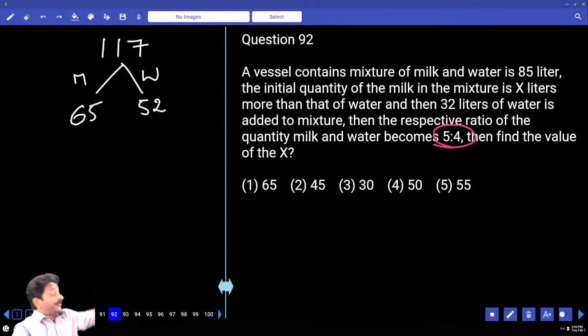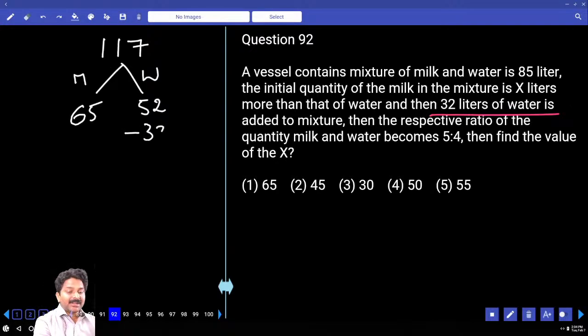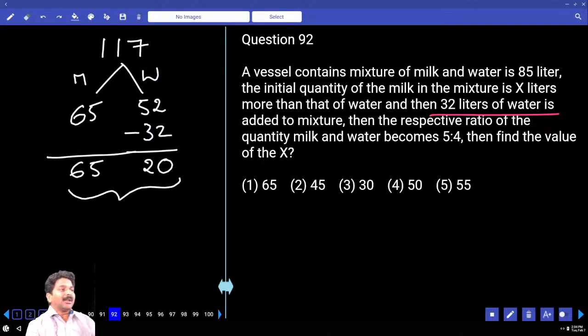So 52 liters of water is there after adding 32 liters of water. If you subtract those 32 liters of water, we will get the initial quantity of water. And there is no change in the milk. So initially milk and water, total must be 85 liters only. Just go and cross check. Is that initial quantity 85 liters? Now we were asked to calculate the difference here, which is the x value, 45 liters.